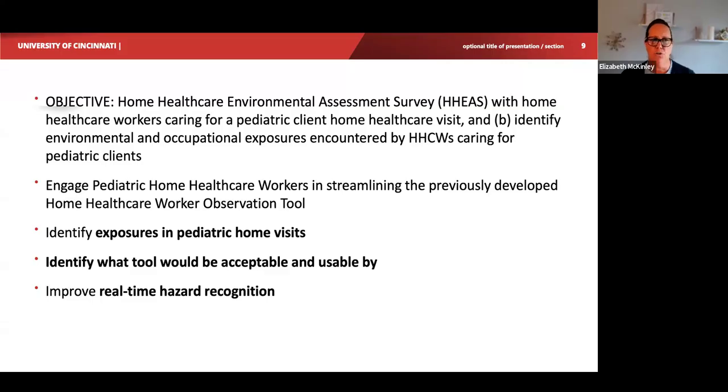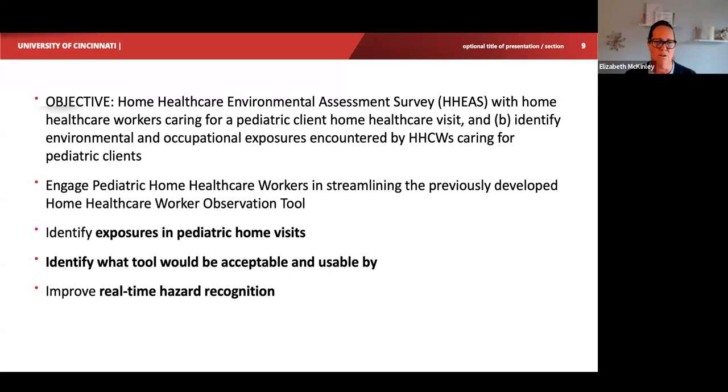So what we transitioned to was the home healthcare environmental assessment survey. It is a survey that is done in the pediatric home care environment, and it identified environmental and occupational exposures encountered by home healthcare workers. We took 600 items and we got them down to 30 or 40. I don't know why I don't have it on this slide. I want to say there's 32.